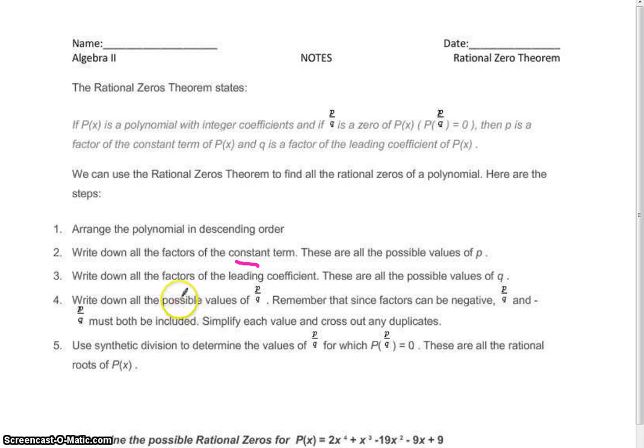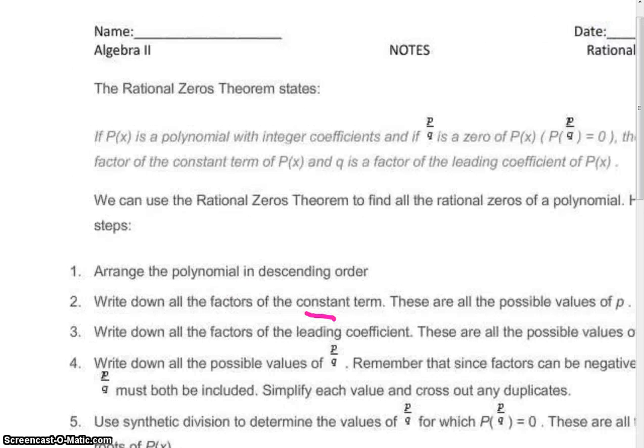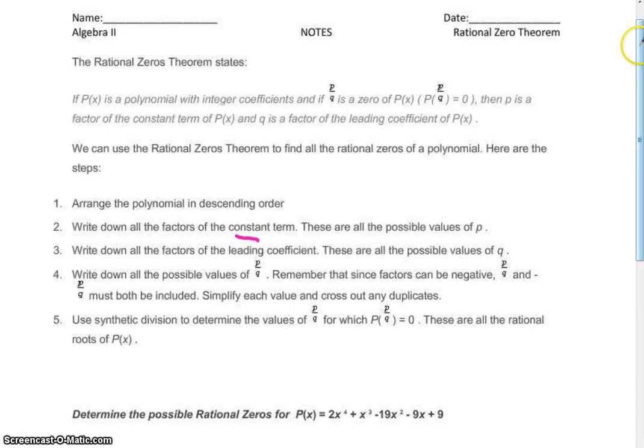So then we're going to list all possible values of p over q and of negative p over q. You do not have to rewrite it if it's a duplicate. You then use synthetic division to determine if each of those possible values is going to be a rational root. The way you know it is, if you use synthetic division and you get a 0, then you know that it is indeed a root.